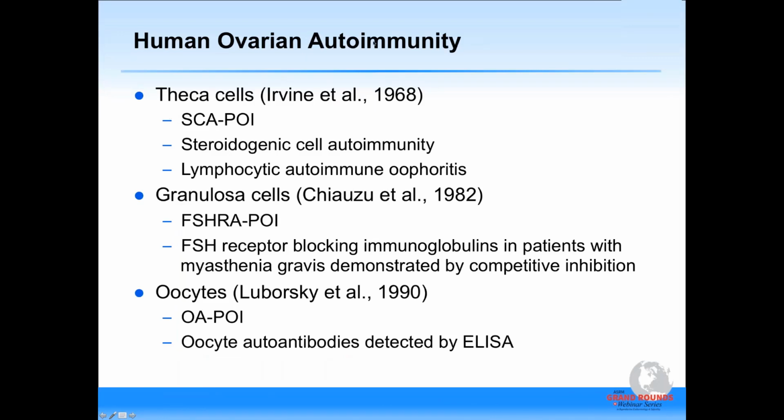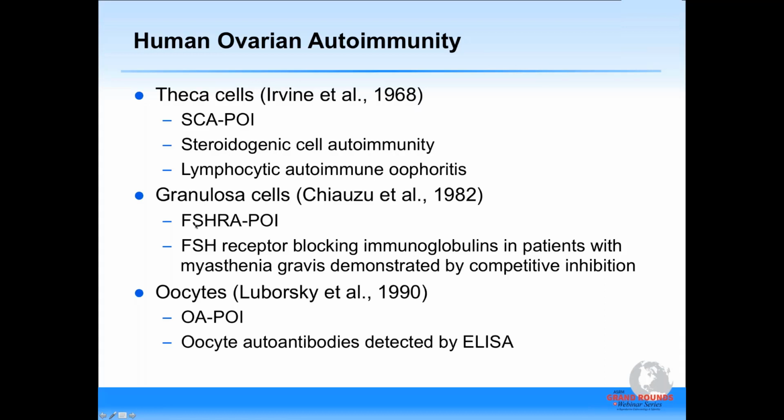So in a review of the literature about human ovarian autoimmunity, we do know there are cases reported of theca cell autoimmunity, which is called steroidogenic cell autoimmune POI, steroidogenic cell autoimmunity, or lymphocytic autoimmune oophoritis. This turned out to be the major effort of our clinical work, to understand that better.